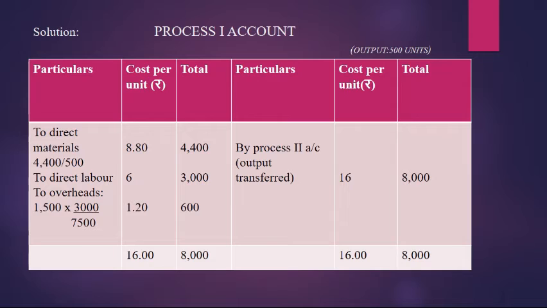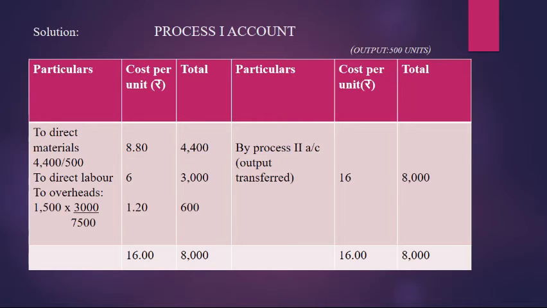Process 1 account, that is the title given at the start, and we'll see it is divided into two sections, debit and credit, with particulars and two amount columns, one for cost per unit and one for total amount. And we are calculating this for the output of 500, that should be written at the top right corner.